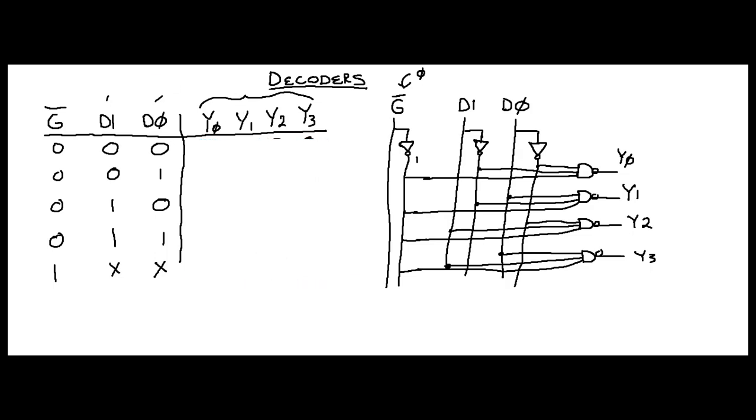Well, the zeros would become ones, and the ones would become zeros, right? So that means for this one, this would be a zero. This would be 1, 1, 1. This would be 1, 0, 1, 1, 1, 1, 0, 1, 1, 1, 1, 0.